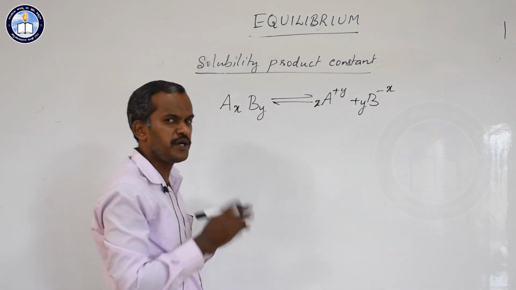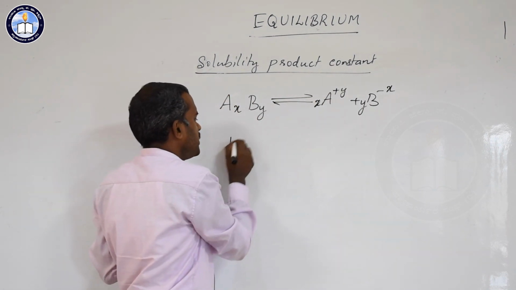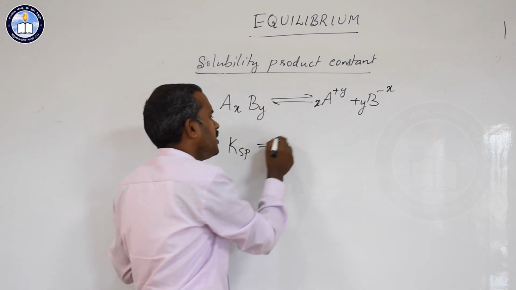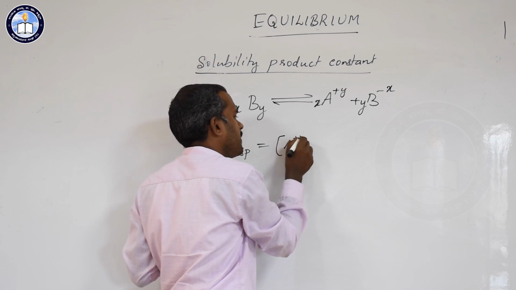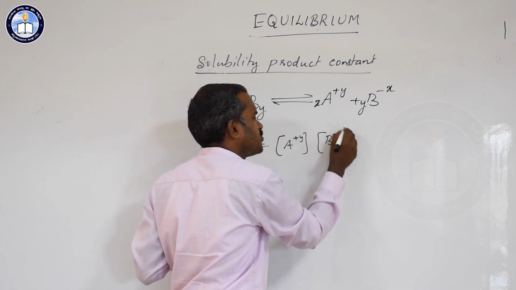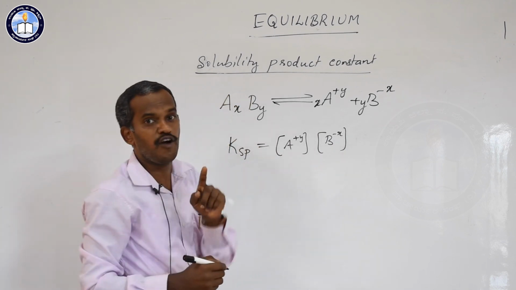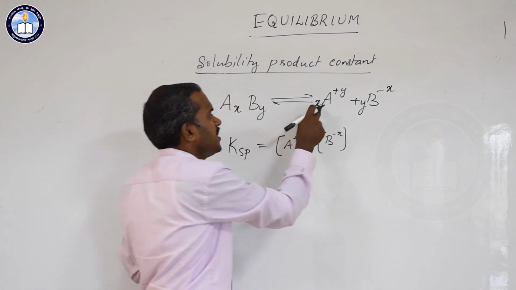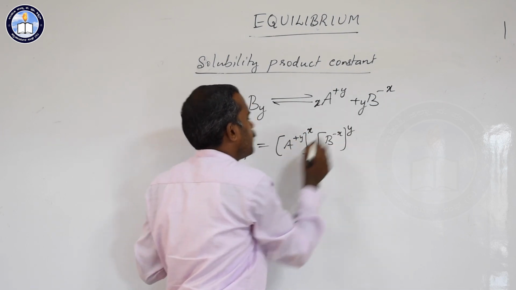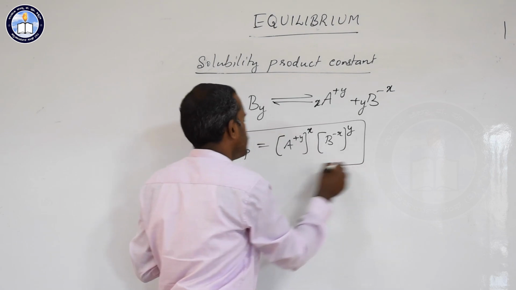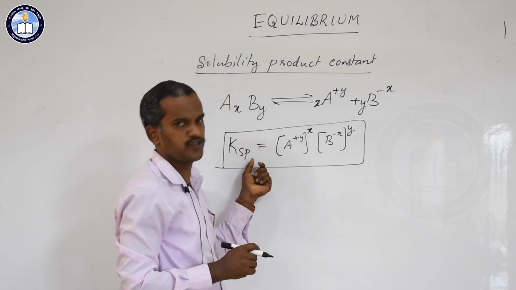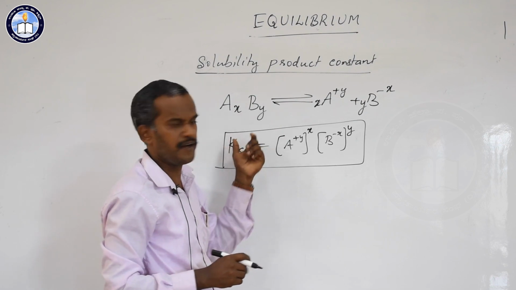Now based on this, we can write the solubility product constant as Ksp is equal to the concentration of A^y+ into the concentration of B^x-, where the number of moles are raised to their respective powers. If it is x moles, the power is raised to x. If it is y moles, the power is raised to y. So you can represent the solubility product constant in terms of AxBy, and we can write a general formula.